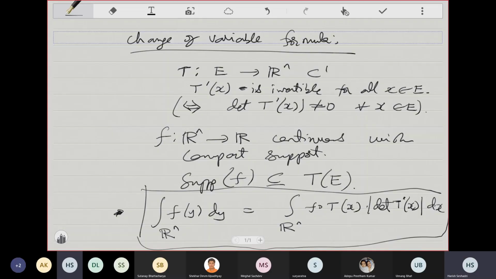Oh, I forgot one crucial hypothesis. This is the strong assumption, not T prime x is invertible. T is 1 to 1. This is the key assumption. So 1 to 1 and invertible, and then you have this. So you prove it for certain classes of functions T which satisfy 1 to 1 and T prime x invertible. Then you try to prove it for everything.